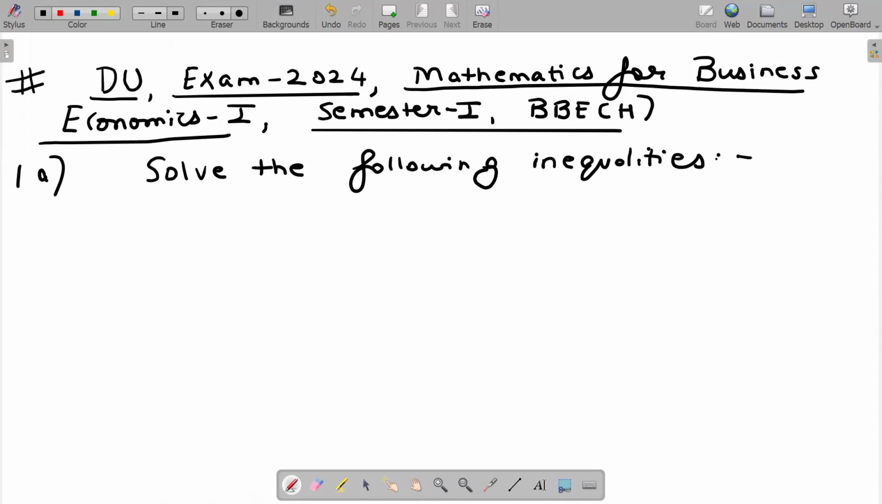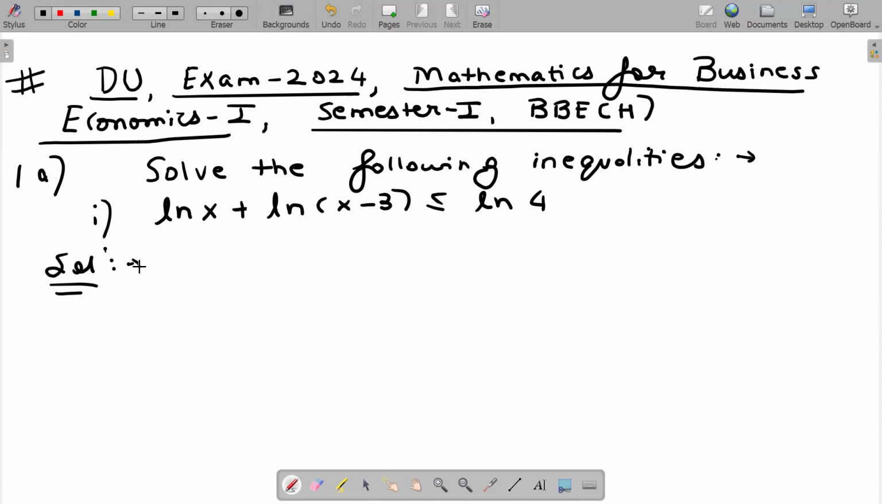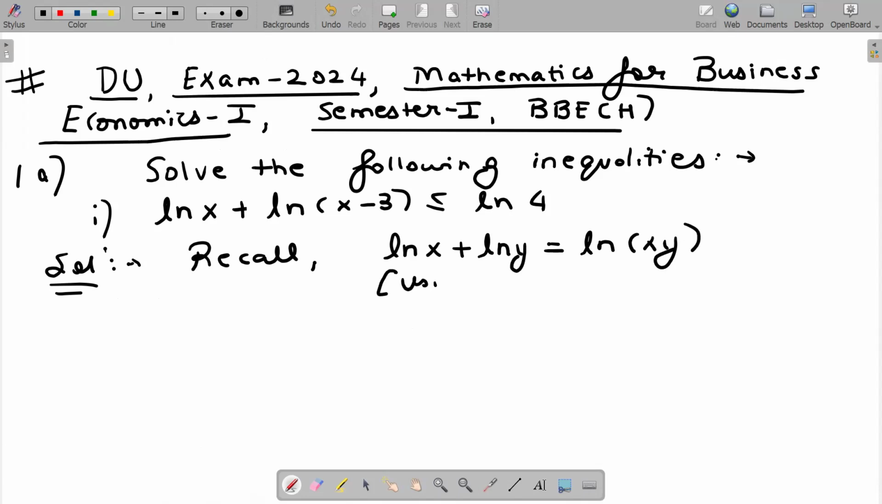I'm writing the first one. The first one is ln x plus ln of x minus 3 less than or equal to ln 4. Now, first of all, we can use properties of logs. Recall that ln x plus ln y can be written as ln of xy using properties of natural logs. I have covered this in depth in my lectures on functions.